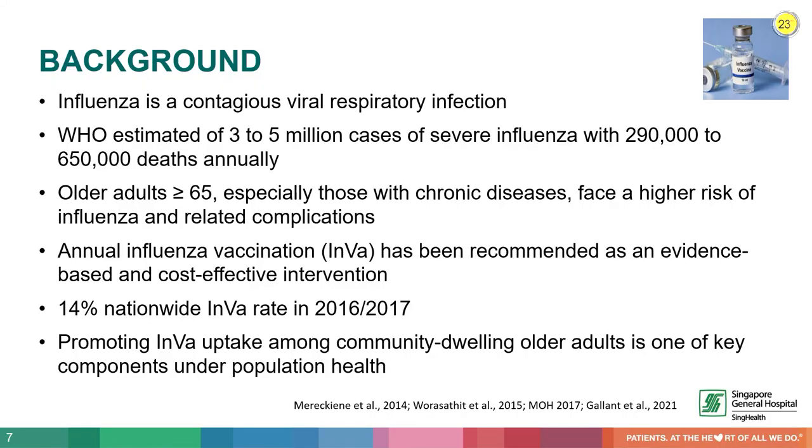Okay, back to our study on influenza. As we all know, influenza is a contagious viral respiratory infection. WHO estimates 3 to 5 million cases of severe influenza with 290,000 to 650,000 deaths annually. Older adults, especially those with chronic diseases, are definitely at a higher risk of getting influenza and its related complications. Annual influenza vaccination has been recommended as one of the evidence-based and cost-effective interventions.